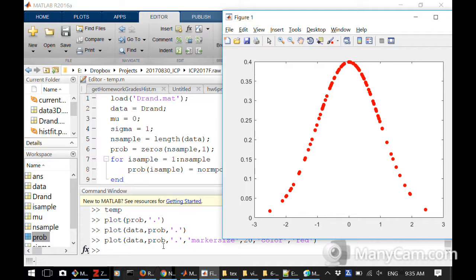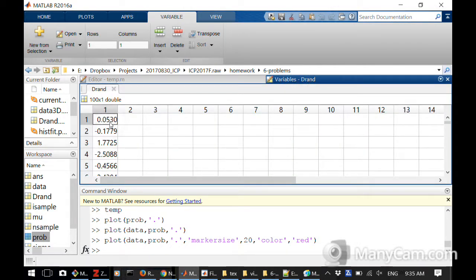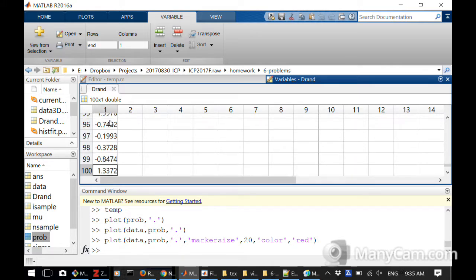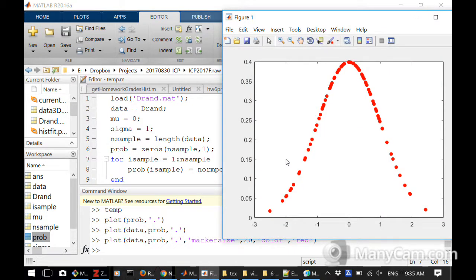No suggestions? Yes? It's like the probability of getting a certain value. Exactly. So we have all these different values in our data set that go from some negative value to some positive. So if you look at this data set that we have, what we are doing in this plot is plotting the probabilities of getting those numbers versus their values. Okay, and you would expect it to look like a Gaussian distribution, right?